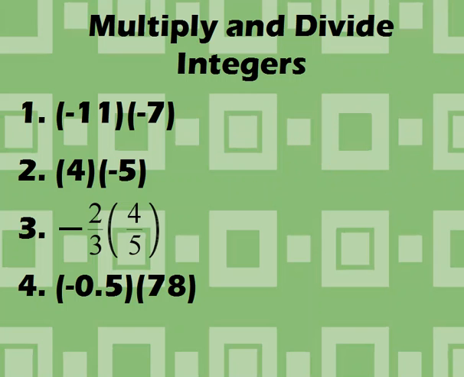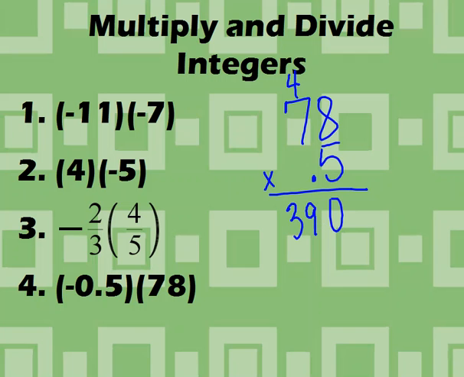Last one, kind of the same thing, but with decimals. We have 78 times negative 0.5, so we'll go back to that at the end. 5 times 8 is 40. 5 times 7 is 35, 36, 37, 38, 39. I moved my decimal place once in my question. And then a negative times a positive. Again, we can use our triangle if we want to. A negative times a positive is going to be a negative 39.